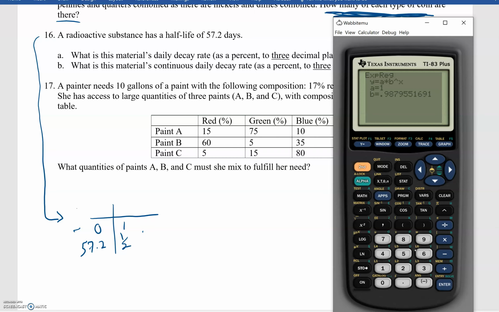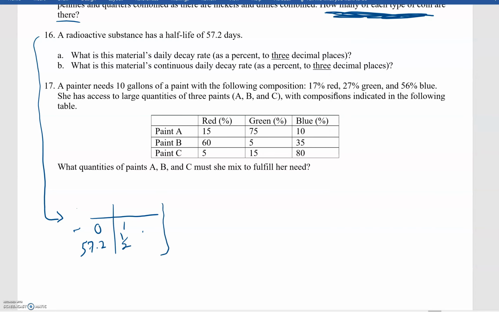If I want the daily decay rate, here I have the factor. So I just need to get the rate from the factor. Now I always tend to get this in terms of the growth rate and then change it. So that's what I do here. And this all comes from the relationship that b equals 1 plus r, therefore r equals b minus 1. That's growth.